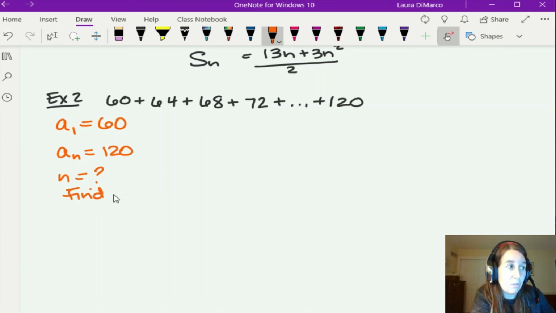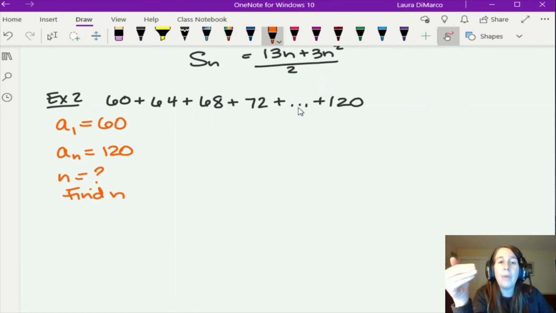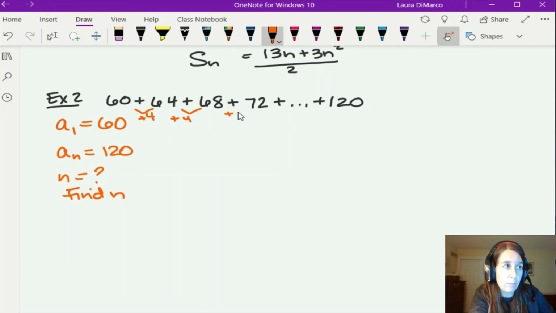We have to figure out n before we can use the formula, because it is a number. I mean, 1, 2, 3, 4, we have 5 terms listed here. Obviously, there's a bunch of terms between 72 and 120. If you have some clever way of finding how many terms that is, go ahead and do it. This is just one way to do this. What I'm noticing is the common difference is 4, right? We're adding 4 to each term. So d is equal to 4.